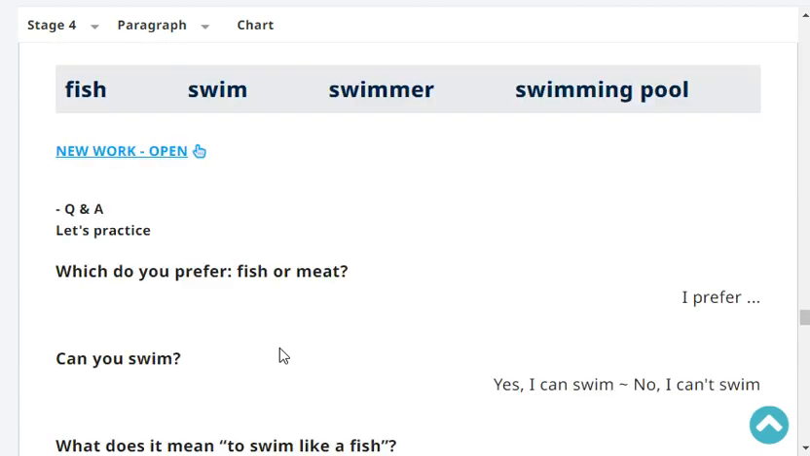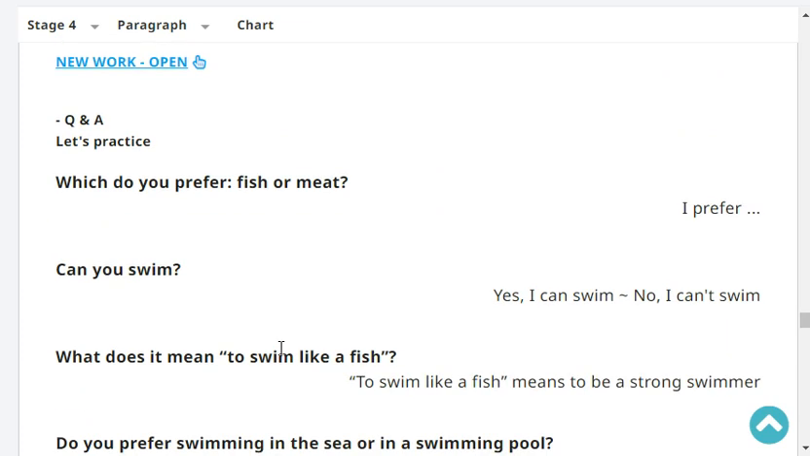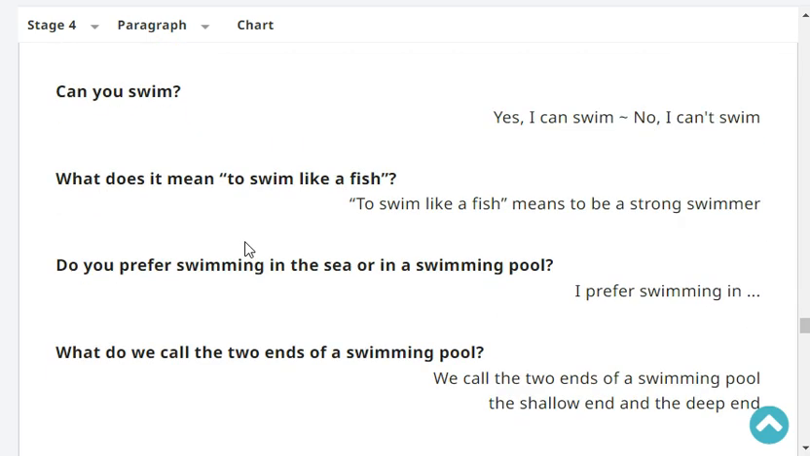Which do you prefer? Fish or meat? I prefer fish to meat. Can you swim? Yes or no? Yes, I can swim. What does it mean to swim like a fish? To swim like a fish means to be a strong swimmer. Very good.